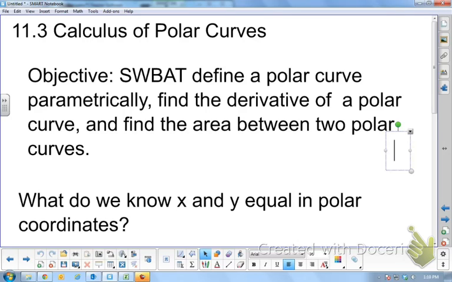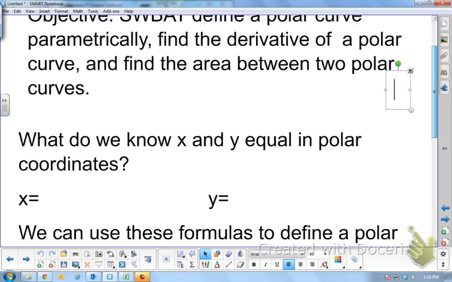So when we have a parametric equation, a parametric equation is defined as x of t, comma, y of t. Well, if we're working with polar coordinates, we already know something for x and something for y. We have some formulas for them already. What do we know about x and y in polar coordinates?